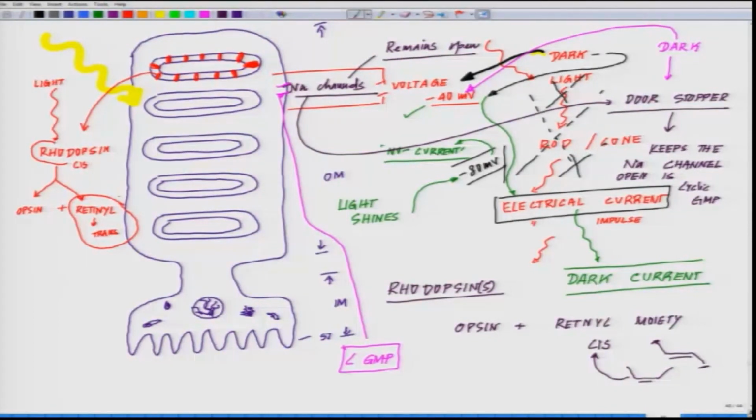Now in the meantime, what this opsin does, adjacent to it, there are proteins called transducin. Opsin activates the transducin. Otherwise, transducin remains in an inactive form. This transducin, on its membrane, has another protein sitting there, which I am showing in green color. It activates the phosphodiesterase enzyme.